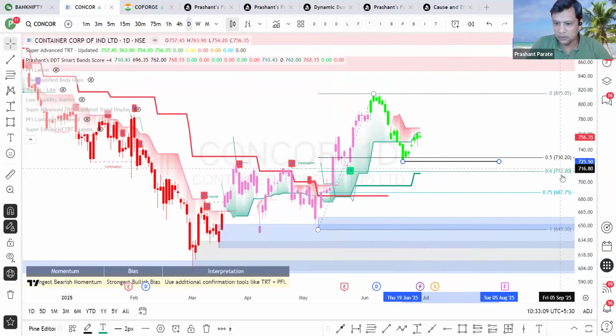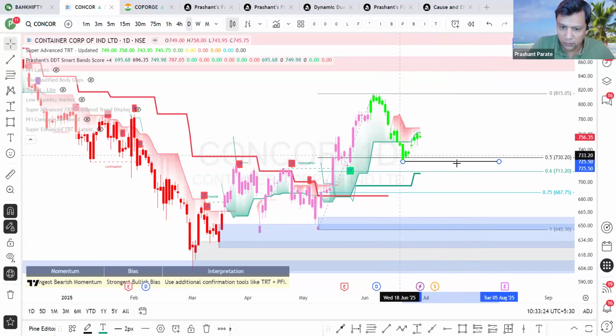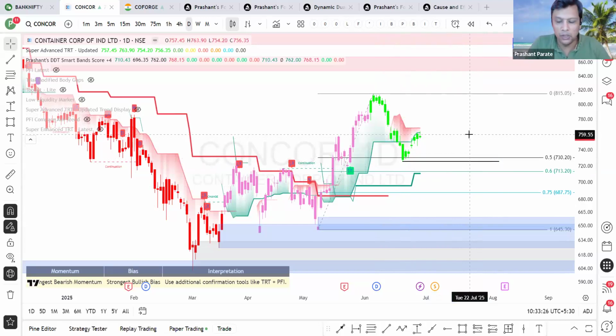And if it comes around 713, which is the 60% retracement area, it is also support based on DDT smart bands. So as I mentioned, I want to buy at 50 to 75% retracements, and there is strong downward force, something similar to the L Lloyd chart, which I had shown. So it is possible that it may come here, here, or here. Out of these three levels, anywhere it may come.